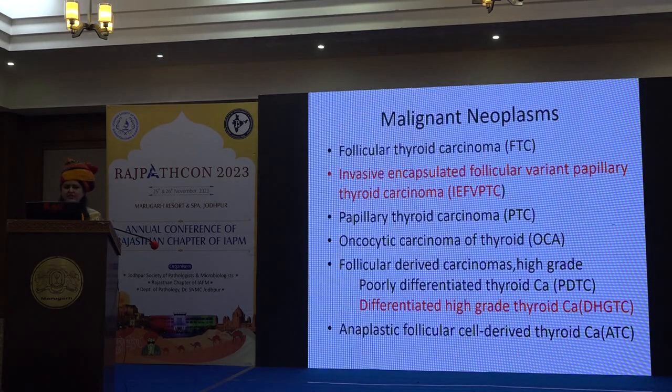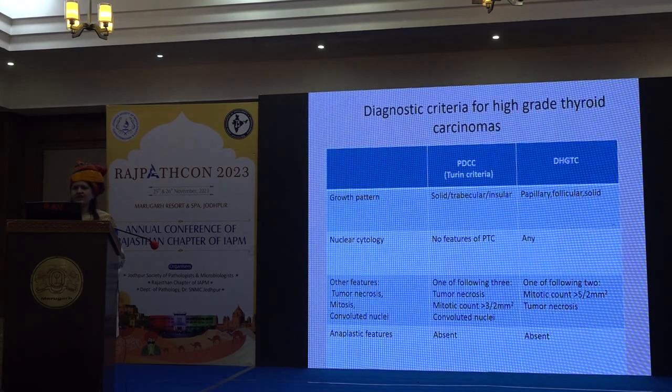Coming to the malignant neoplasms, you have follicular thyroid carcinoma, and the follicular-derived high-grade carcinomas, that is poorly differentiated and differentiated high-grade thyroid carcinoma. So there are diagnostic criteria for high-grade thyroid carcinomas. They depend on the Turin criteria we all know for PDTC. In the growth pattern of PDTC you have solid, trabecular or insular, that is STI as we call it, whereas in differentiated high-grade you have papillary, follicular, or solid.